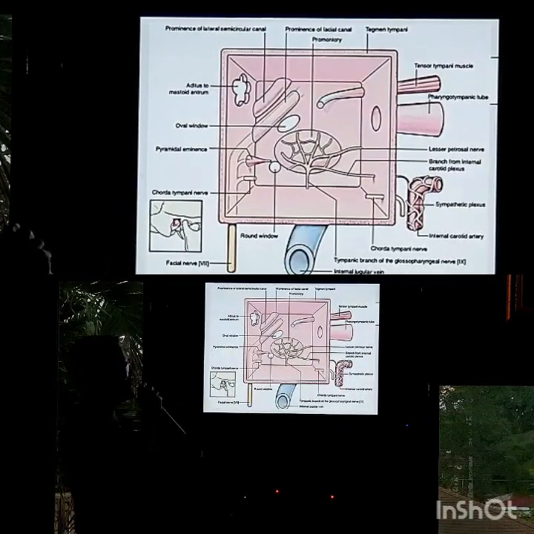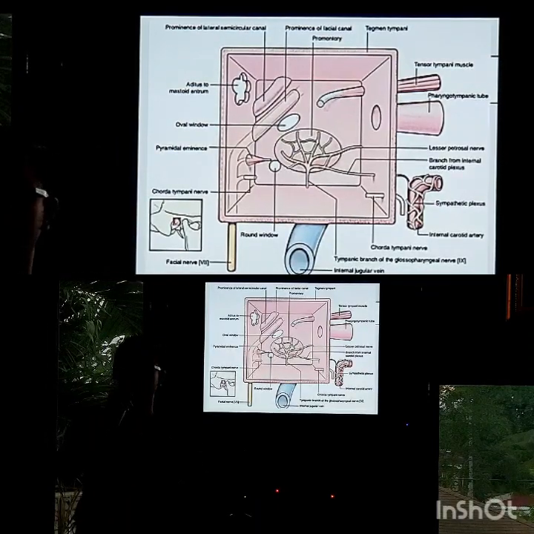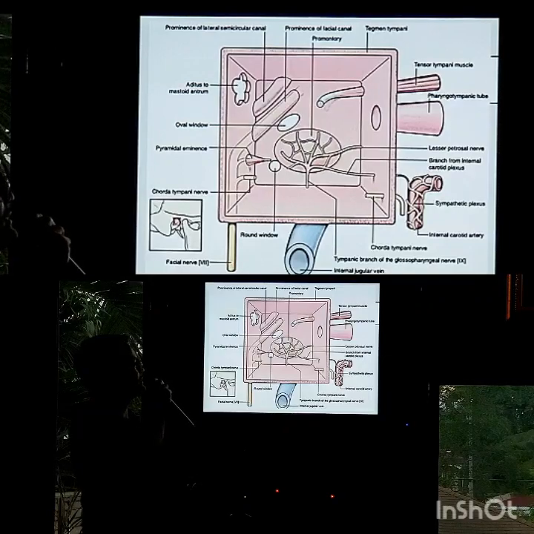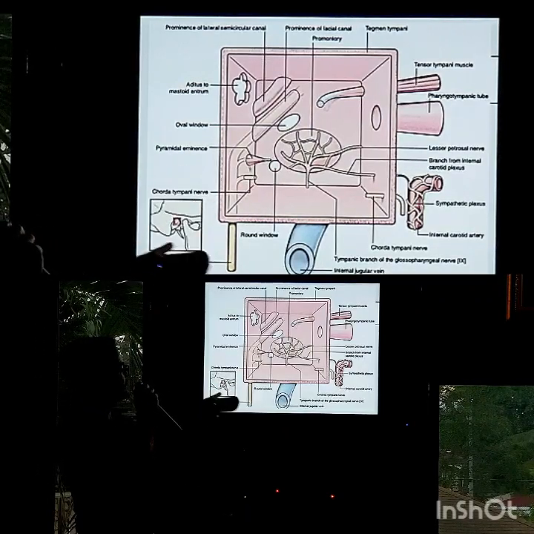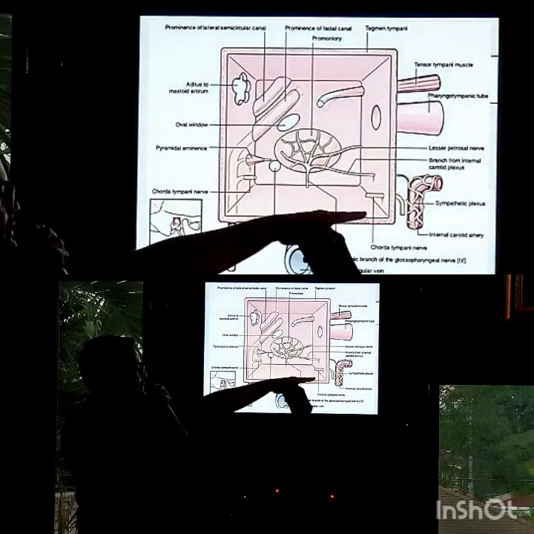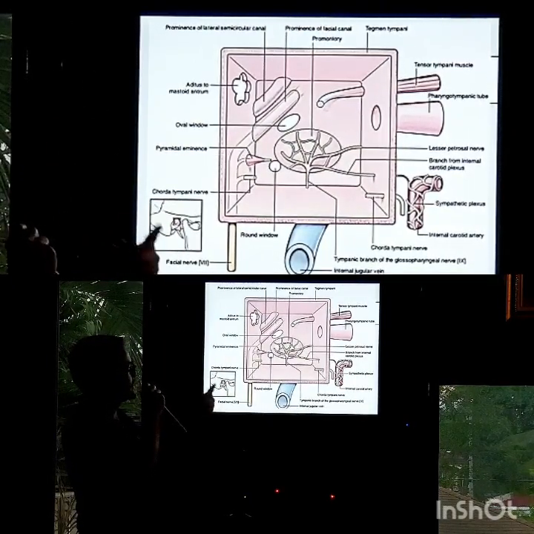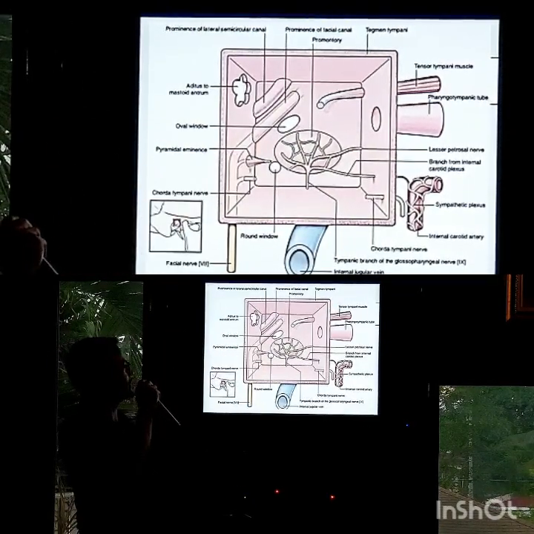So as you can see, usually when we describe the middle ear, we talk about it as a box. It has 6 sides, okay? So if you can see this diagram, this one is anterior, this one is posterior, of course that's the roof, this is the floor, lateral here, medial over there.